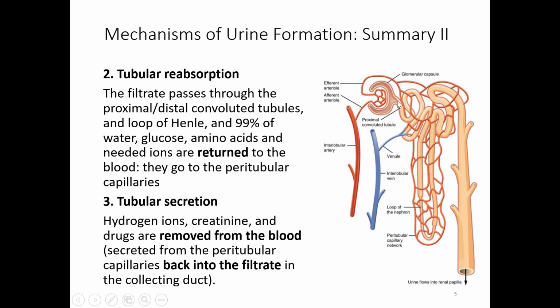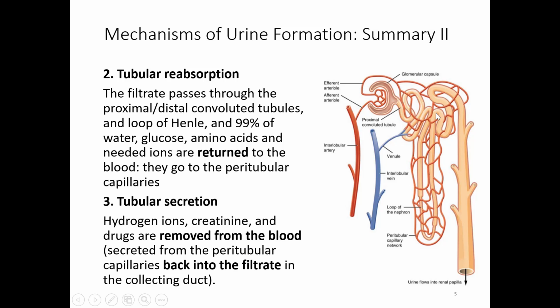That filtrate passes through the proximal and distal convoluted tubules and the loop of Henle, and it's a lot of it, and 99% of it needs to be returned to the blood, usually through those peritubular capillaries. Here they are.